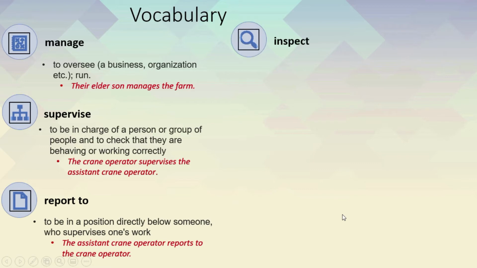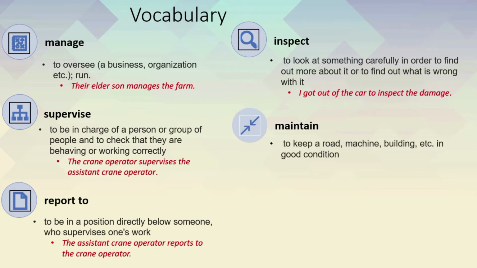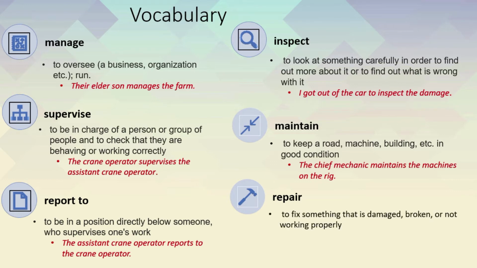Our next word is inspect. Inspect means to look at something carefully in order to find out more about it or to find out what is wrong with it. For example, I got out of the car to inspect the damage. Then we have maintain. Maintain means to keep a road, machine, a building, or similar things in good condition. For example, the chief mechanic maintains the machines on the rig. And our last word, repair, means to fix something that is damaged, broken, or not working properly. For example, I really must get my bike repaired this weekend.